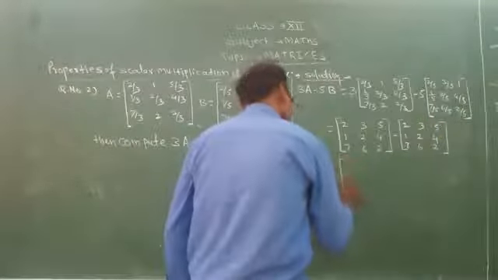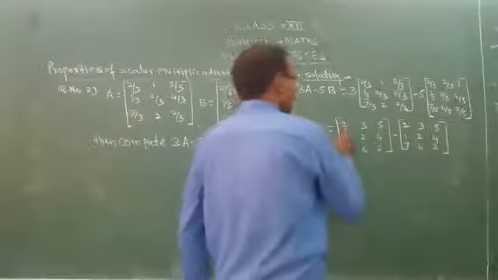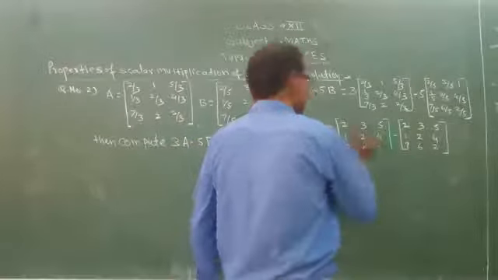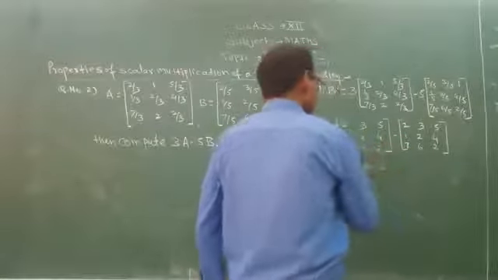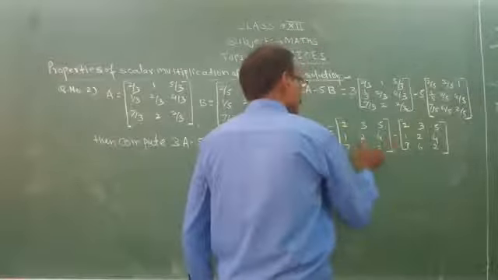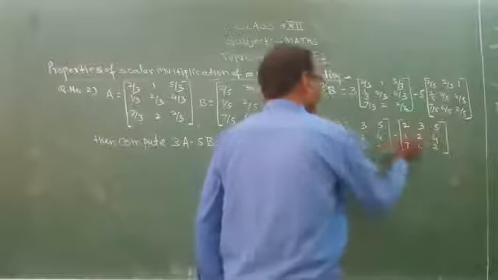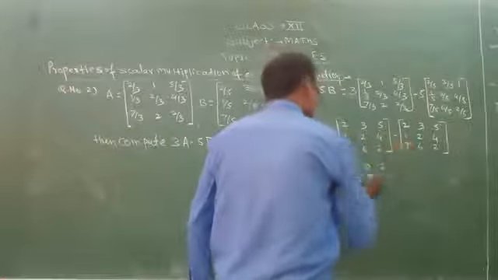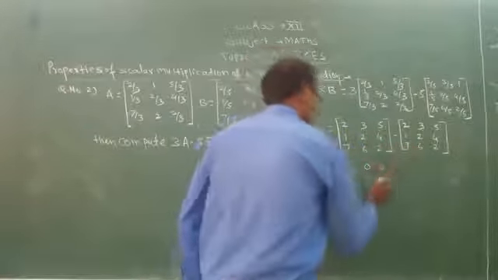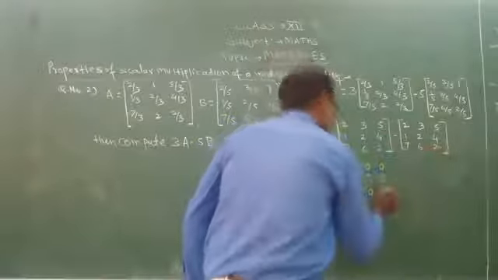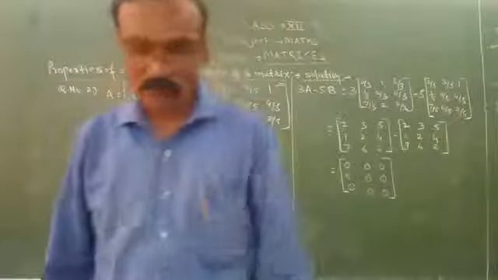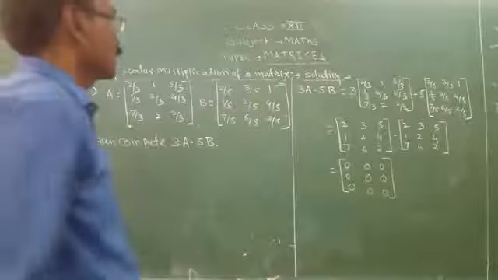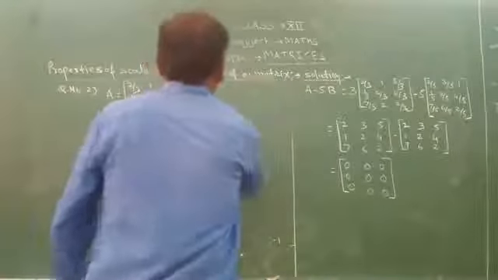Now we have to subtract these two matrices. So 2 minus 2 is 0. 3 minus 3 is 0. 5 minus 5 is 0. 1 minus 1 is 0. 2 minus 2 is 0. 4 minus 4 is 0. 7 minus 7 is 0. 6 minus 6 is 0. And 2 minus 2 is 0. So I am getting the zero matrix. In this way we can find 3A minus 5B.